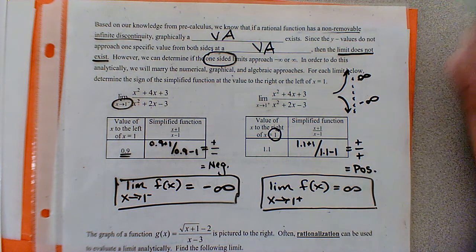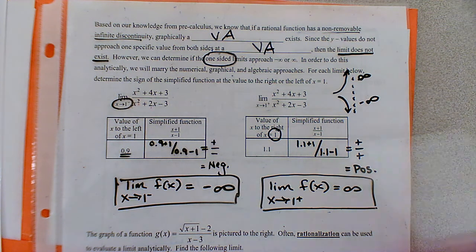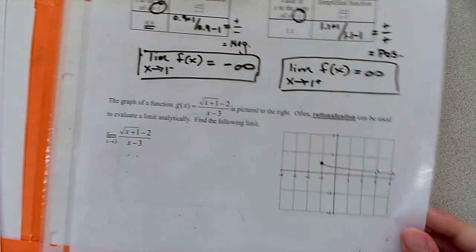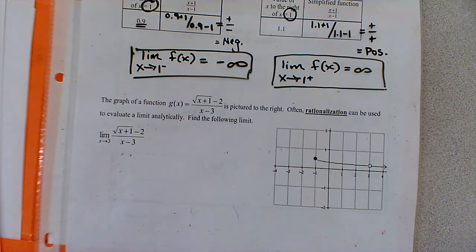So after we can determine where a vertical asymptote is located, we can test either side of that location, in this case 1, and see whether we go down or up on either case. Alright, so those are holes and some vertical asymptotes.